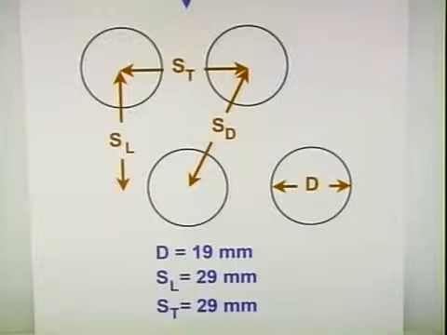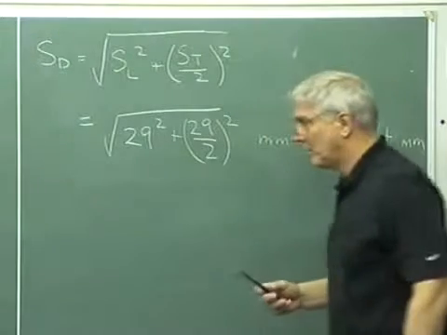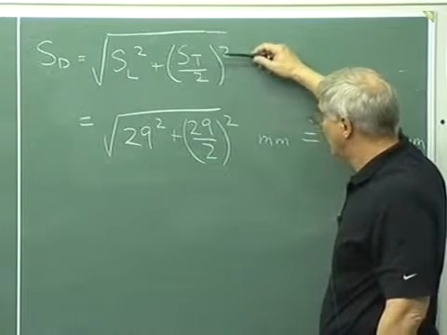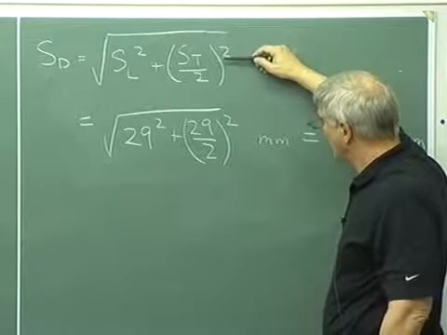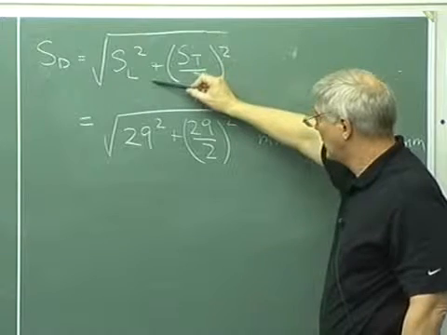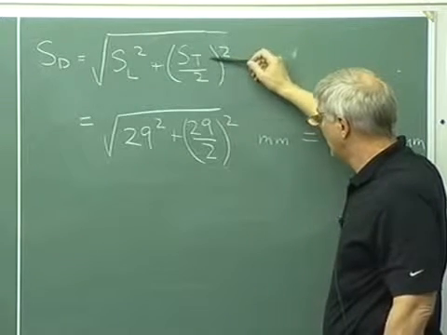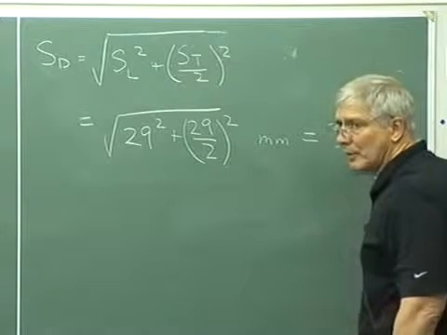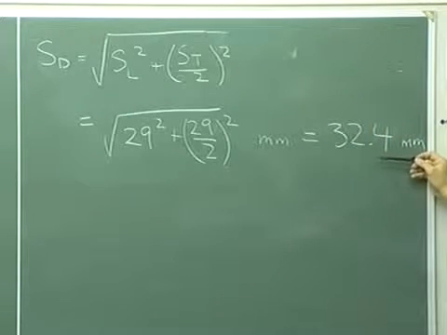Okay, so having done that, from those dimensions we can also calculate the diagonal pitch, and so we just use the Pythagorean theorem, and we get SD is the square root of SL squared plus ST over 2 squared. We plug in the numbers and we get SD, or the diagonal pitch, is 32.4 millimeters.